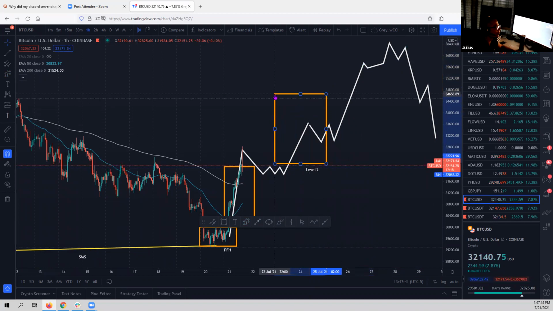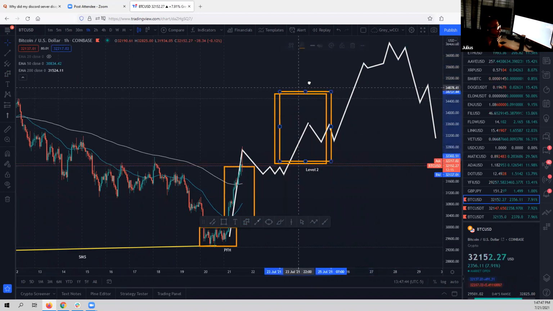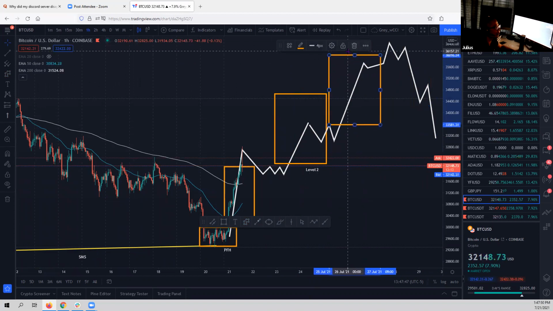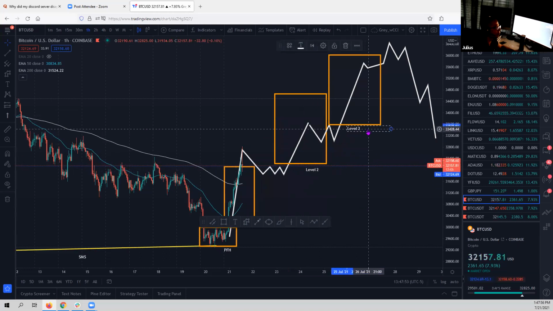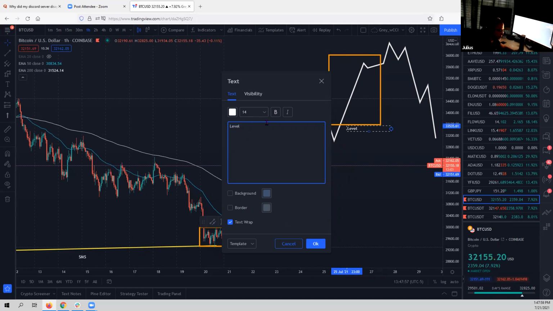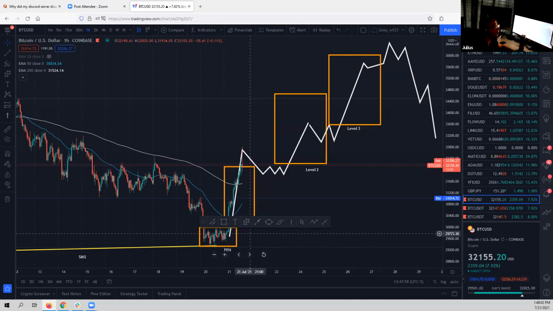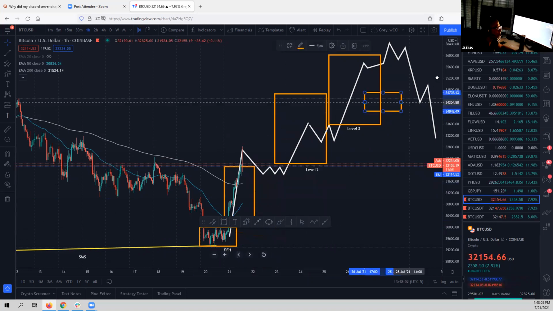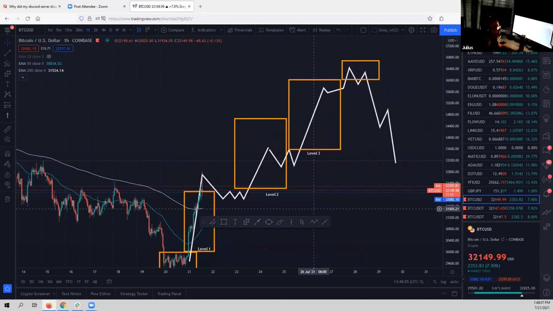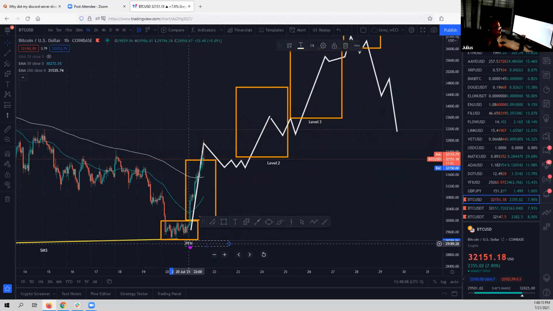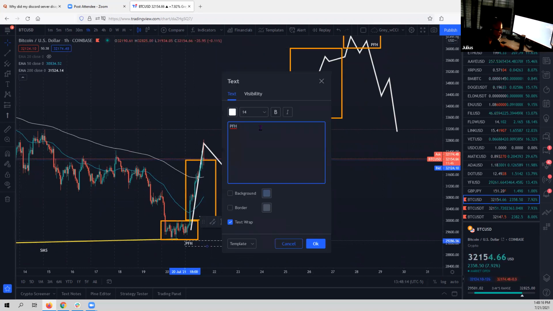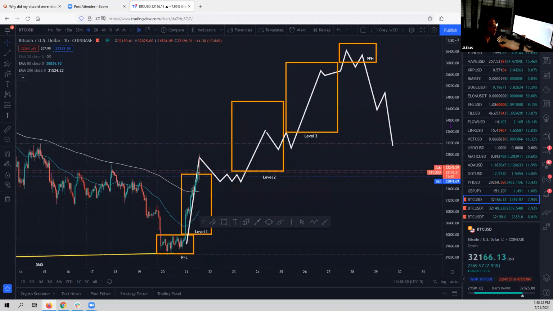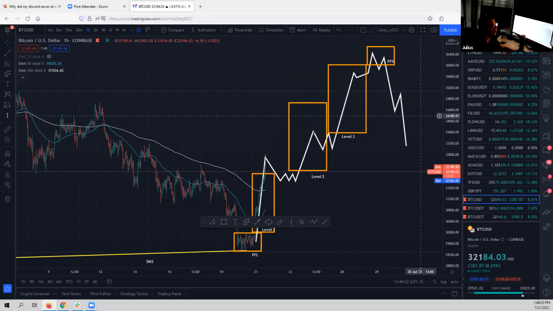Let's see. Okay, so that would be level 3. Peak formation high. Actually, this is peak formation low. Gosh. See, Justin, even as long as I've been doing this, I still get a little confused. Don't ask me what my left and right is.